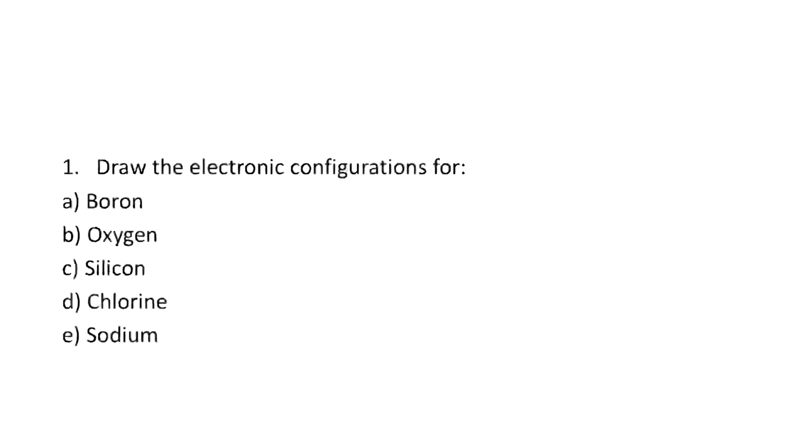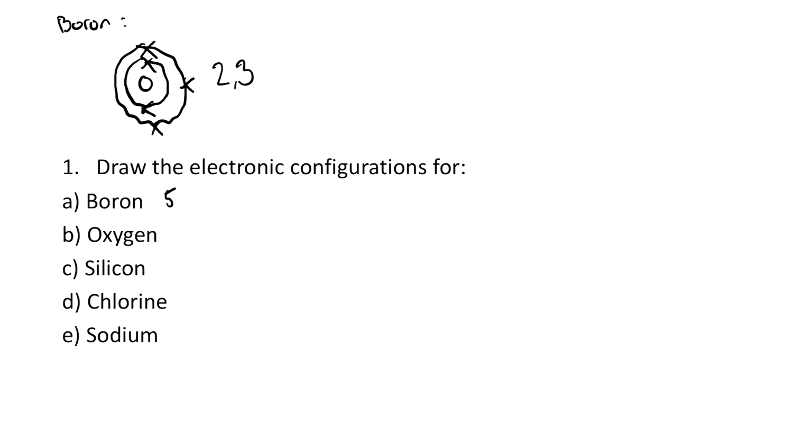Okay, so let's do boron. If we've looked at boron on a periodic table, it had 5. So we're going to draw that over here as boron. So 5. So we know the first shell is going to have 2. And then there's going to be 3 left. So 1, 2, 3. So that should have been your drawing for boron. And it should have been 2, 3, which equals 5.